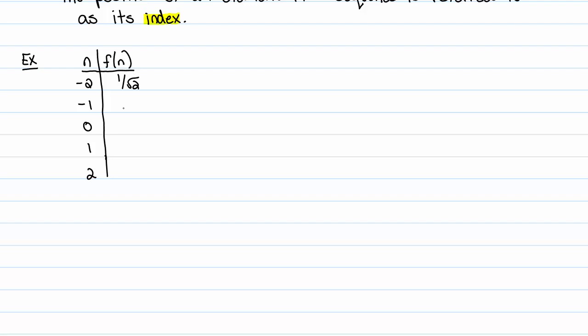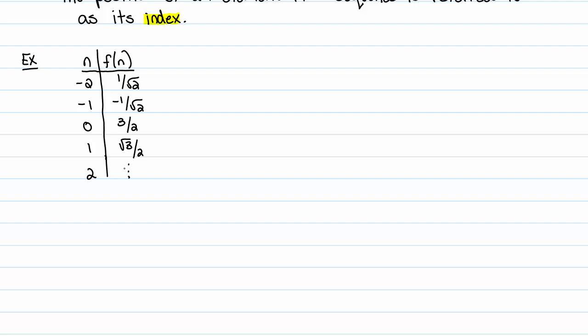And -1 leads to -1 over root 2. And 0 leads to 3/2. And 1 leads to, I don't care, root 3 over 2, and so on and so forth, right? Dot, dot, dot, all the way down the line.